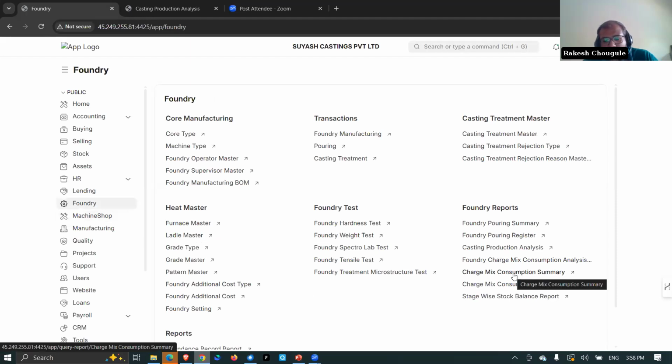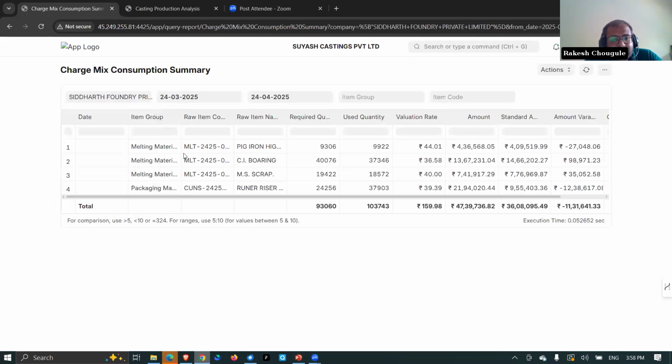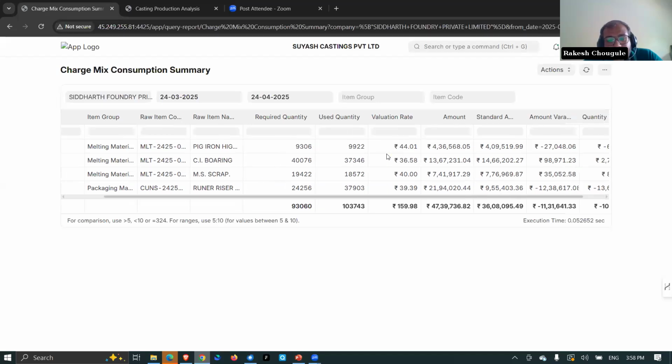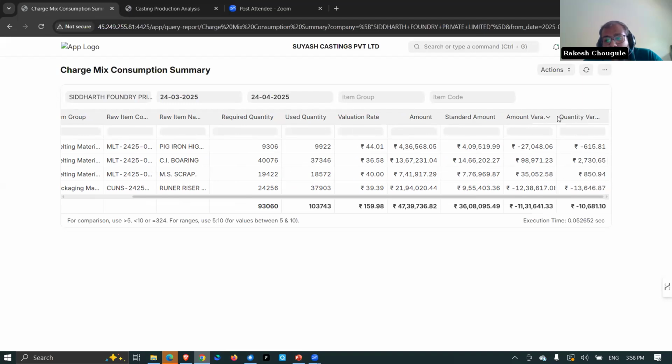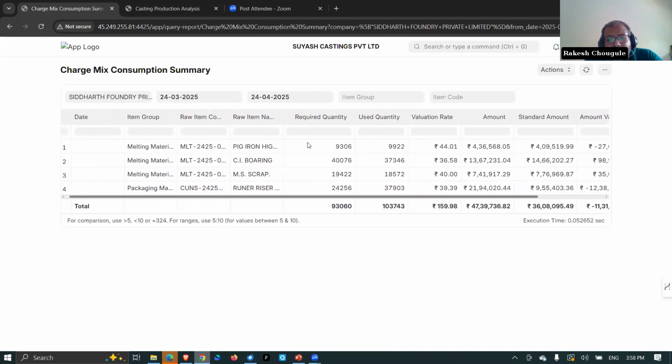First of all, the most important report is regarding the charge mix. Here you can see the charge mix consumption summary in particular. Here you can see the charge mix, the required quantity which we have configured in the masters, the actual quantity used by the user, the valuation rate and its financial impact or amount, and the standard amount required and actual amount used. So we can generate a material variance report from that, a variance report for each and every charge mix or each and every consumption.